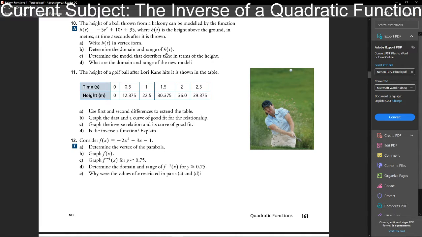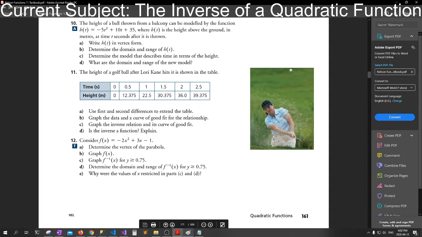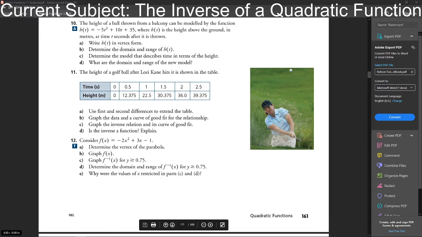Determine the domain and range of h of t. So x can pretty much be anything, and y needs to be 40 or less than 40. Good stuff.